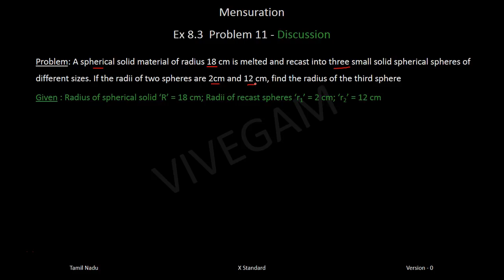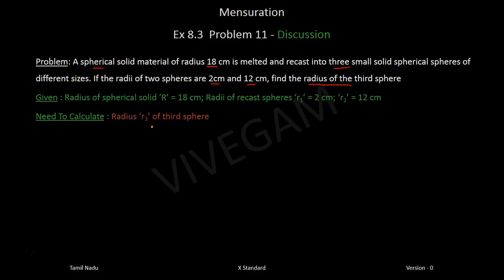Let's write it. So radius of the spherical solid, that is the bigger solid, that is capital R, is 18 cm. The radii of recast spheres are that R1, the first sphere, is 2 cm, R2, the second one, is 12 cm. So what are we asked to calculate? We are asked to calculate the radius of the third sphere. Find the radius of the third sphere. That's what we are asked to calculate.